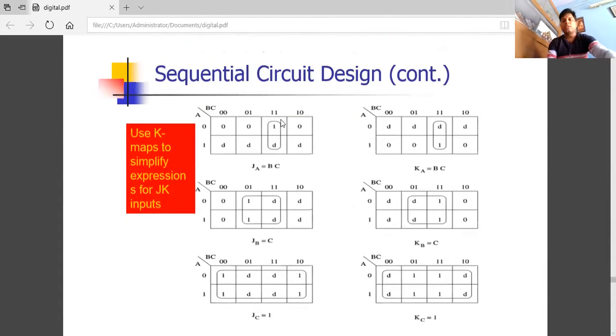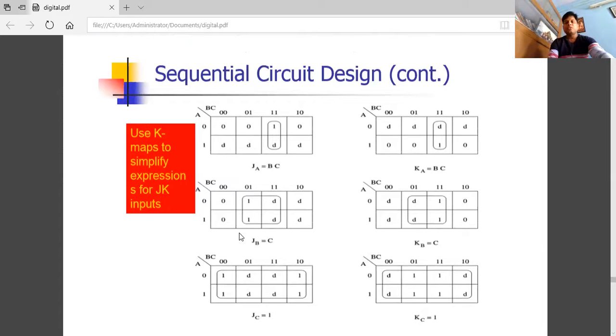So we have to fill that in and prepare how many pairs, how many quads, how many octets there will be. Only one pair is given. So what is the equation? JA equal to BC. Next, KA. K again we have to fill according to the input section ABC. So again one pair, KA equal to BC.